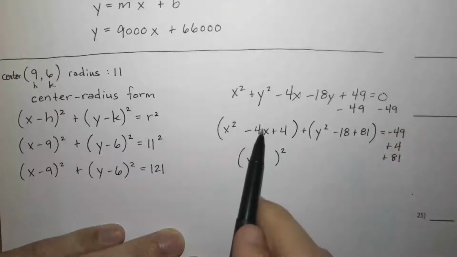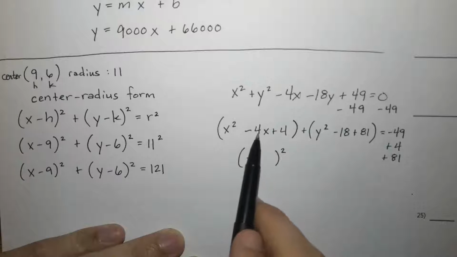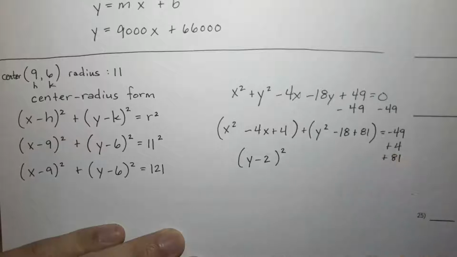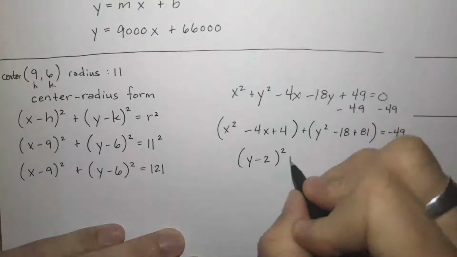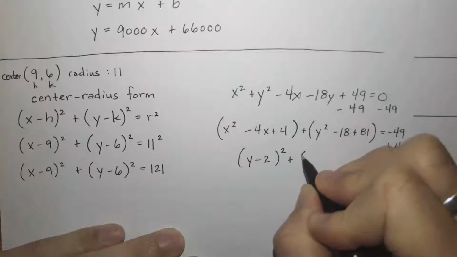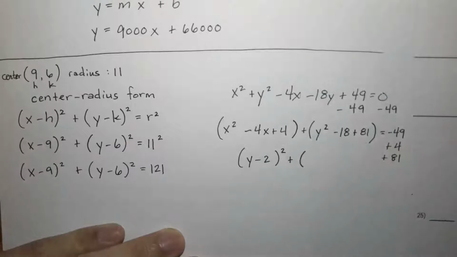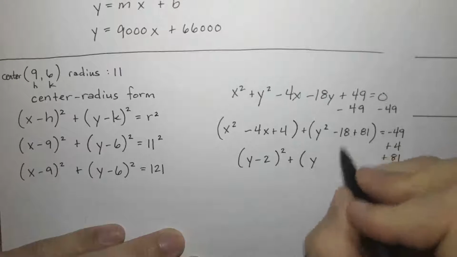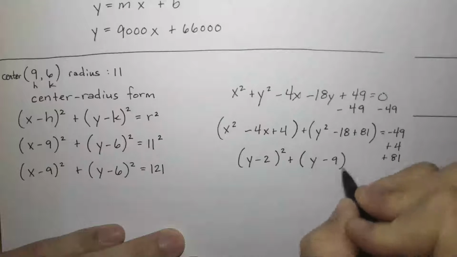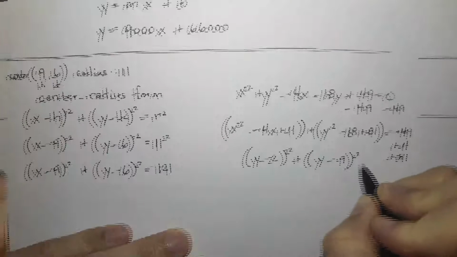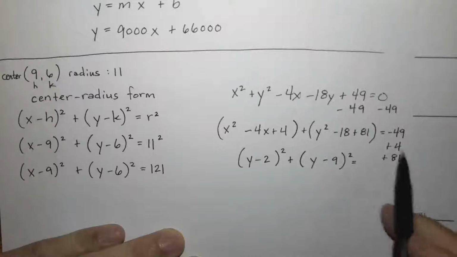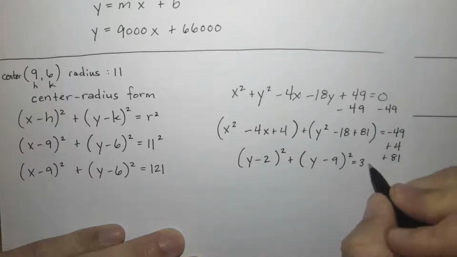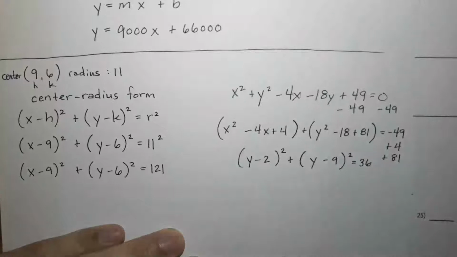And the way we get this number is that number is what we divided. When we divided this by 2, we got a negative 2. So that's what goes there. So when we do this one, get y, and this was -9 that we got here. So it's going to be squared, and this is going to be equal to 49 plus 4 plus 81. That's going to give us 36.